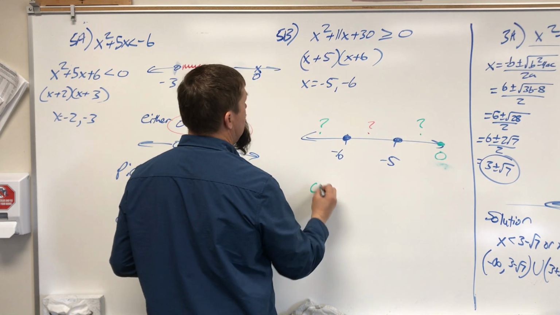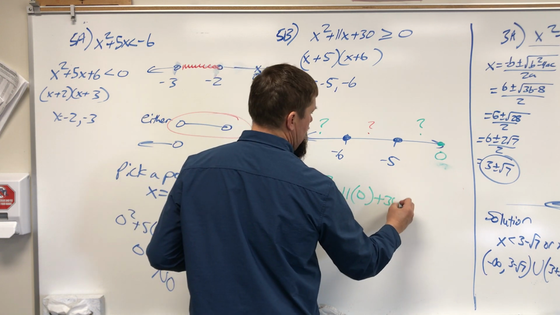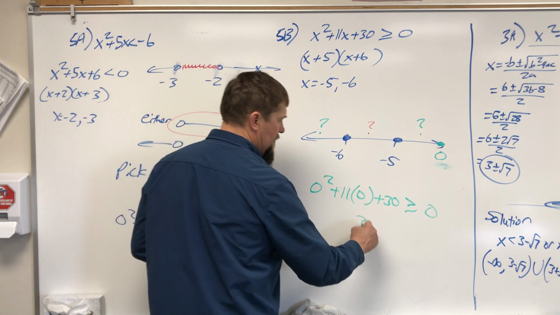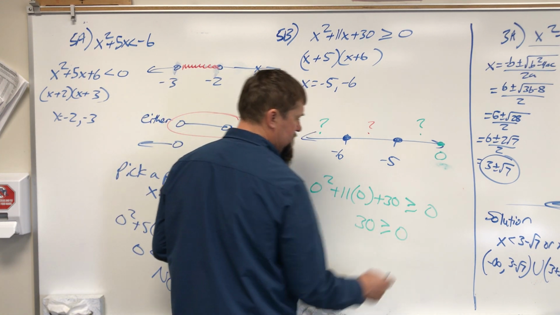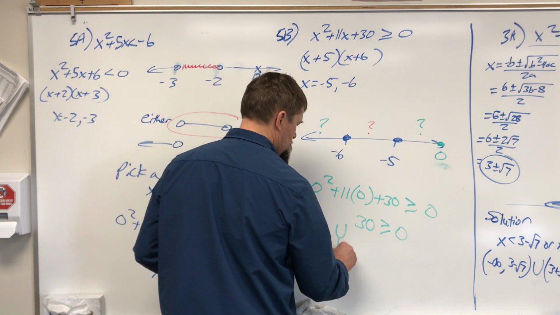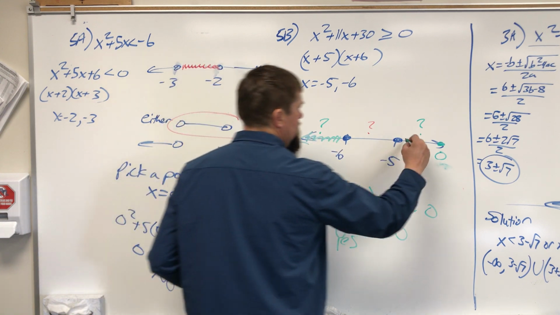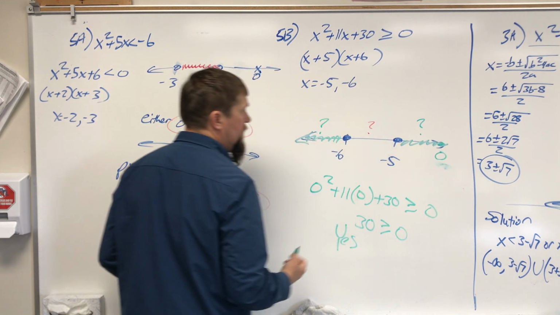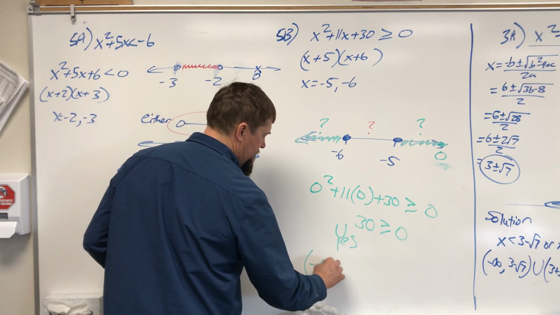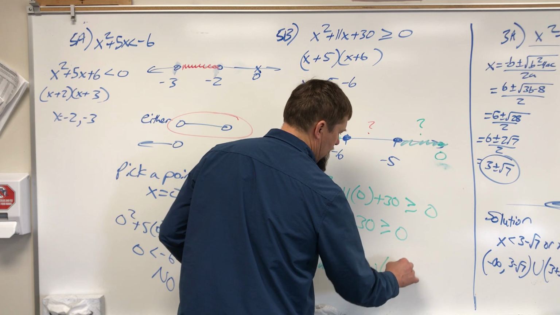Put 0 in. 0 squared plus 11 times 0 plus 30. Is that greater than or equal to 0? I've got 30 is greater than or equal to 0. Yes, that works. So I know that these are the solutions to this inequality. Okay, so I have negative infinity all the way up to negative 6, union negative 5 all the way up to infinity.